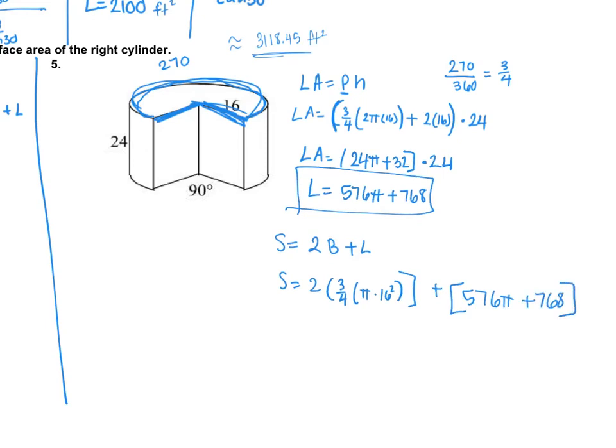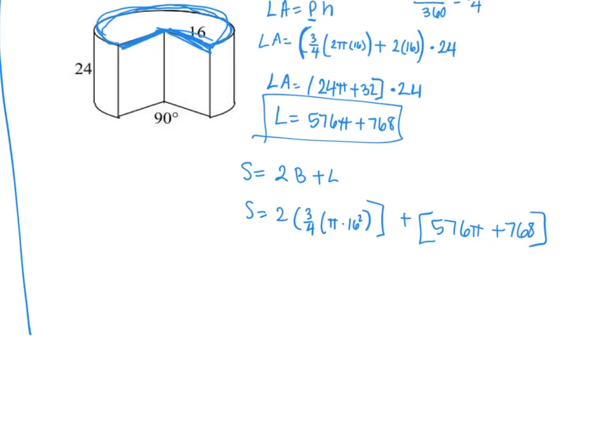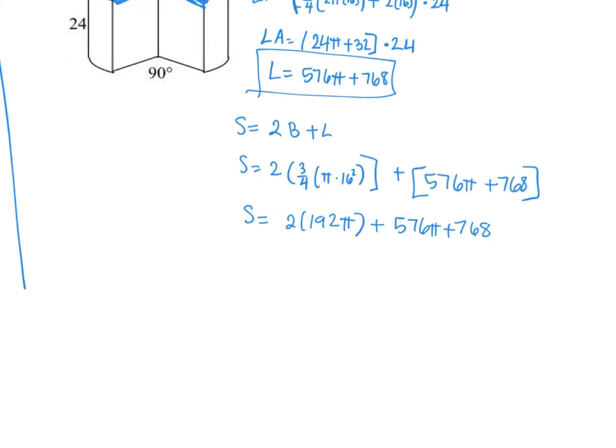Okay, so then when I simplify this, my surface area is 2 times 192 pi plus 576 pi plus 768. And then when I do this, my surface area equals 384 pi plus 576 pi plus 768, and then my surface area ends up being 960 pi plus 768.